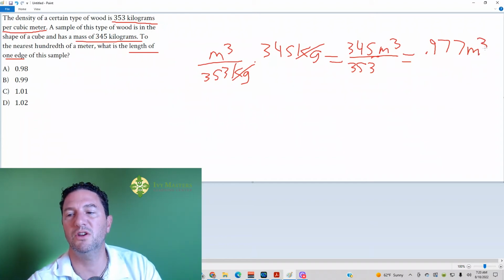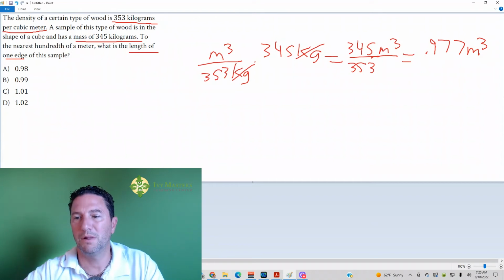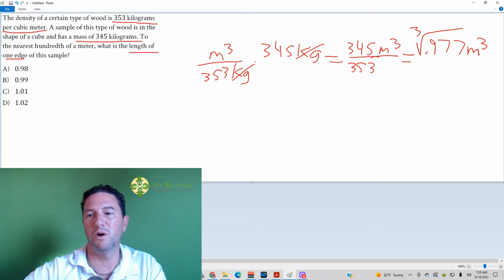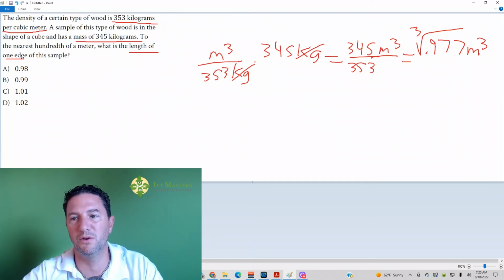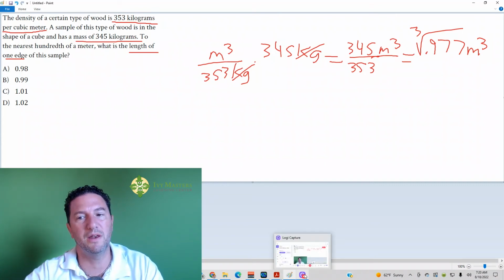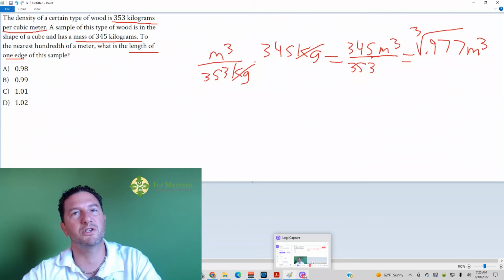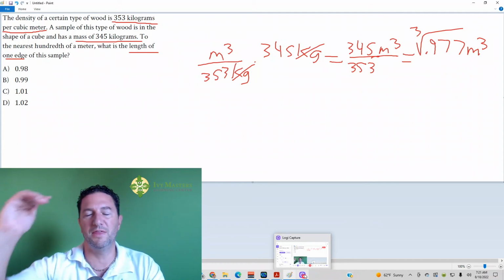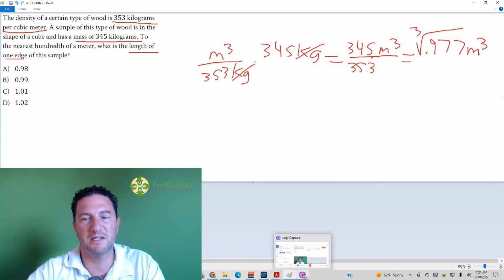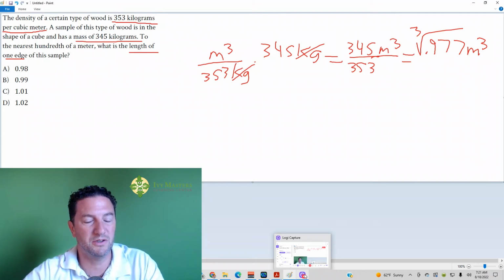This is in meters cubed, but in order to get plain old meters, I've got to take the cube root of it. So what times itself 3 times is going to give you 0.977? You can imagine it's got to be a little bit bigger. So I'm looking at 0.98, I'm looking at 0.99. My thought is, if you multiply by something a little bit smaller than 1, it's going to make the value smaller. The 0.98 is going to be the answer choice that the test makers give you if you do not take the cube root. So my prediction is going to be 0.99.